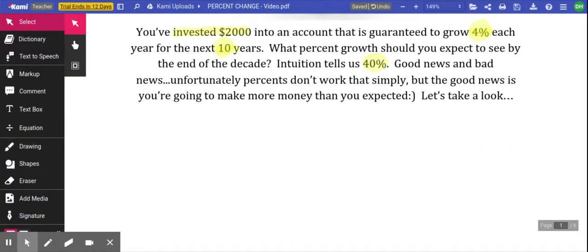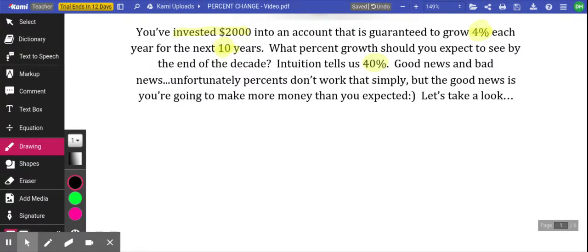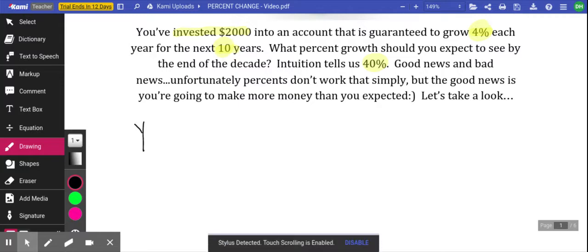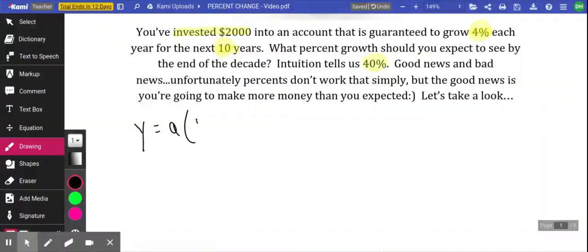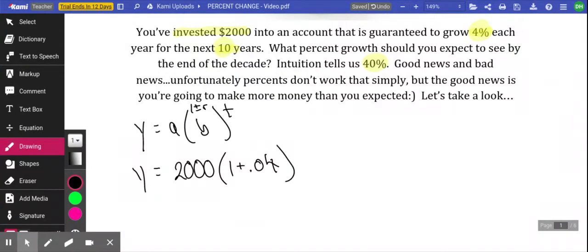So let's see if we can figure out exactly what the percent change is going to be over that 10-year period. So we're thinking our exponential model, anytime there's some type of percentage involved, is going to be a times b raised to the t power. And that b is going to be either 1 plus r or it's going to be 1 minus r. So I'll put a 1 plus or minus r there. So we've got our $2,000 and we're guaranteed to get 4%. And we're going to try to figure out how much money we've got at the end of 10 years.